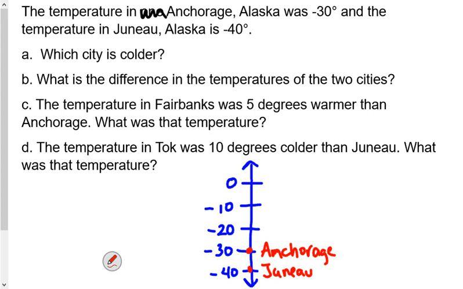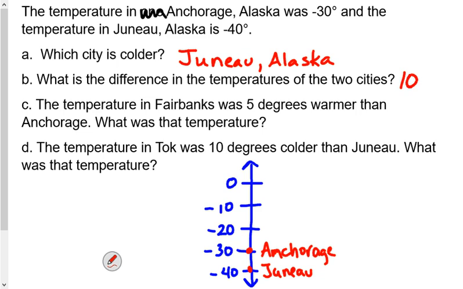Which city is colder? Well, we should be able to see by looking at our thermometer that Juneau has the lower temperature. What is the difference in temperatures of the two cities? So the distance from negative 30 to negative 40 is 10 degrees. There had to be a 10-degree drop.